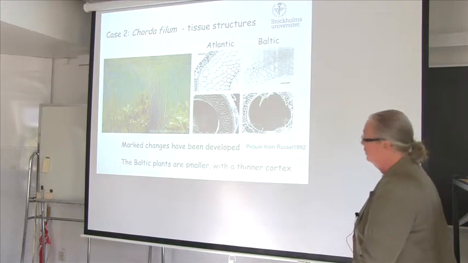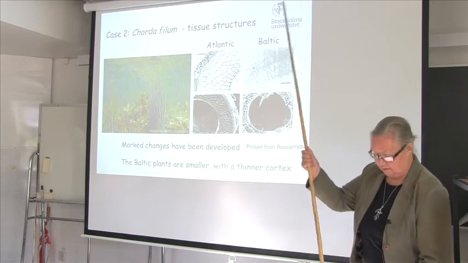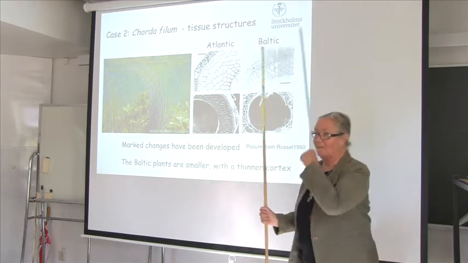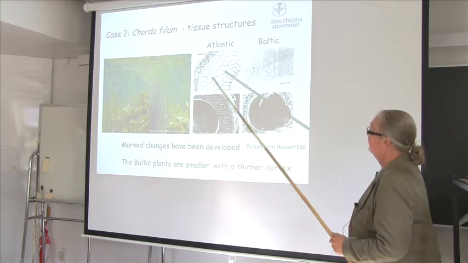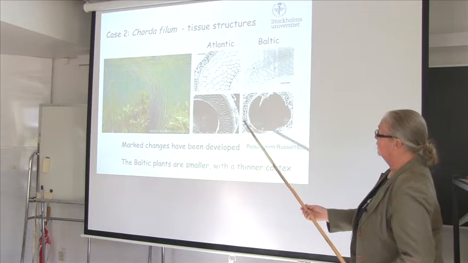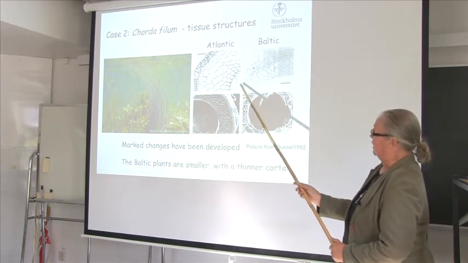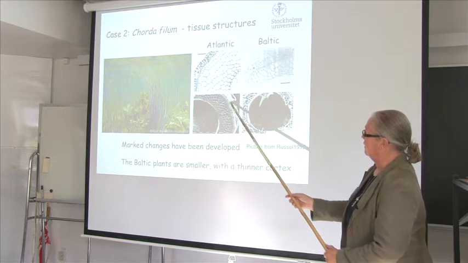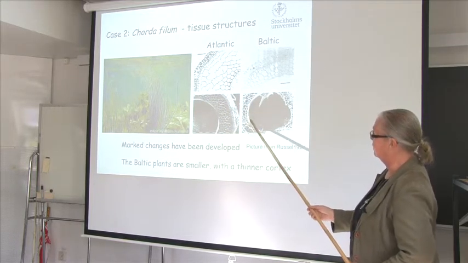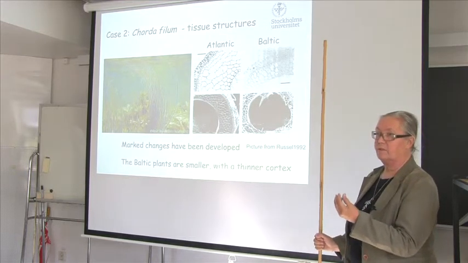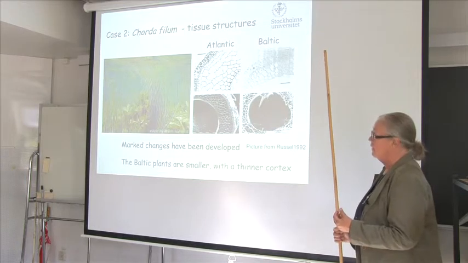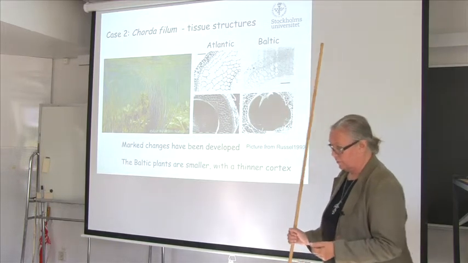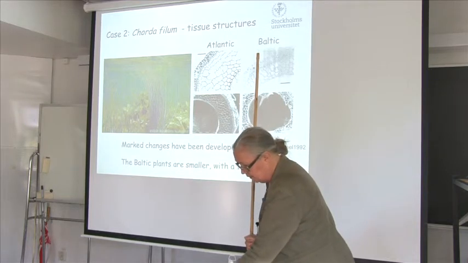Another example is Chorda filum, in English called Dead Man's Rope. I don't know if it's really true that you could have this around your neck and be killed, but maybe. From the Atlantic to the Baltic, one of the main differences is the changes in the cell structure. They have much bigger cells in the Atlantic, and the cells get very small in the Baltic Sea, and also the whole thallus gets much smaller with a thinner cortex. So all these are differences that occur in the plants, and part of them of course being an adaptation to low salinity.